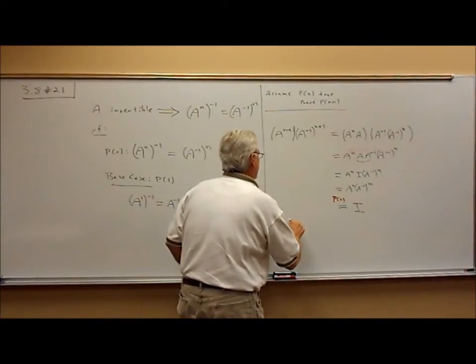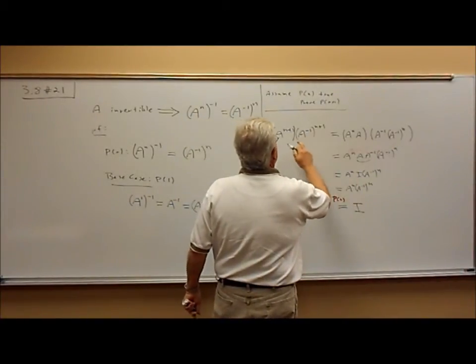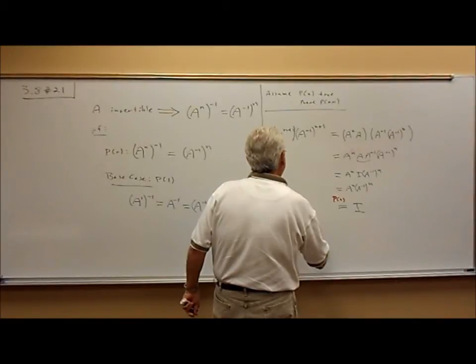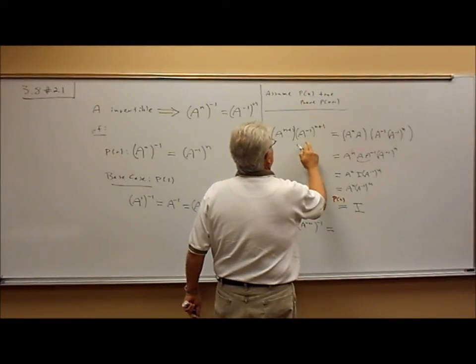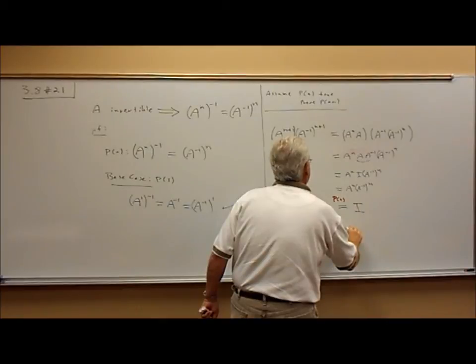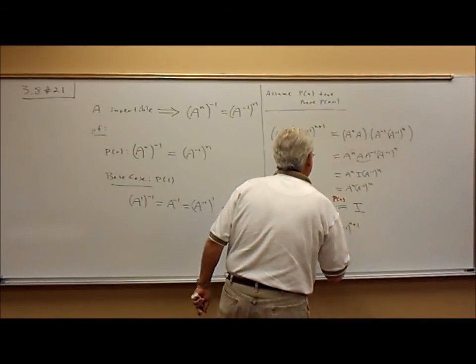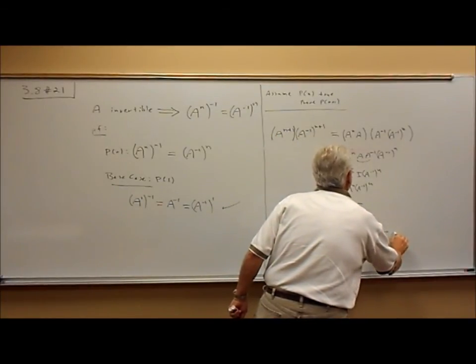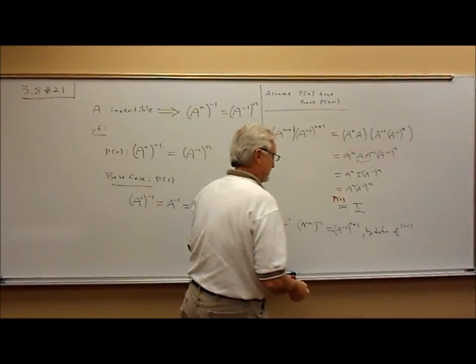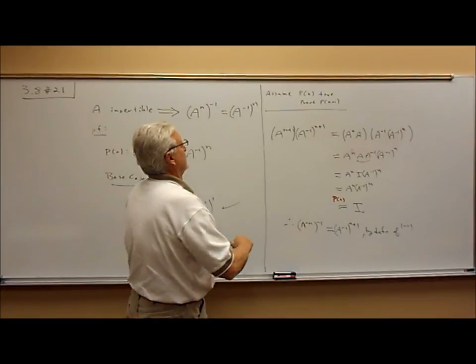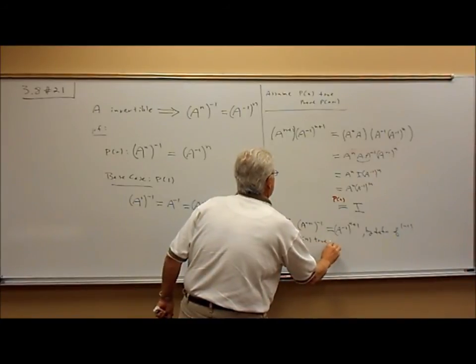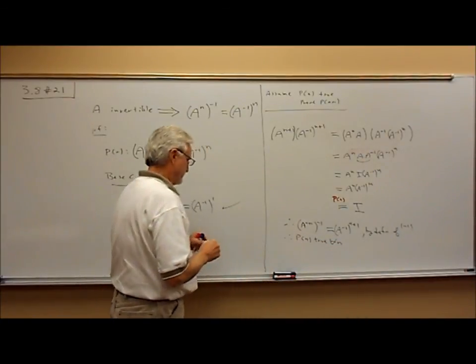And so, therefore, A to the n plus 1 inverse is equal to this, A inverse to the n plus first power. And this is by essentially the definition of what we mean by multiplicative inverse. Therefore, P of n is true for all values of n when you verify the problem.